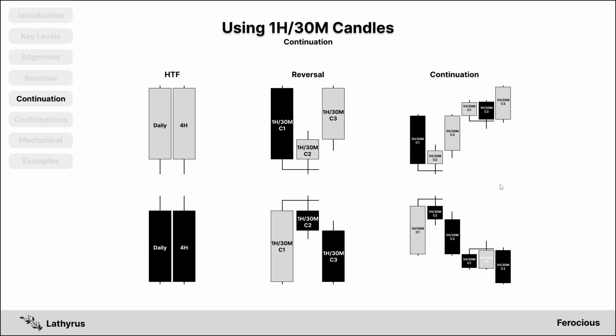So how do we actually engage in continuation trades? Once again, on the higher time frame, you want to be in an expansion candle on the daily and 4 hour. Same for shorts. We want to see a reversal form in this 4 hour wick around the open or around the bottom part of this expansion.